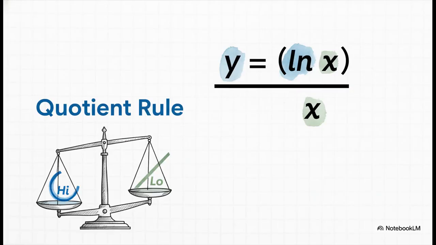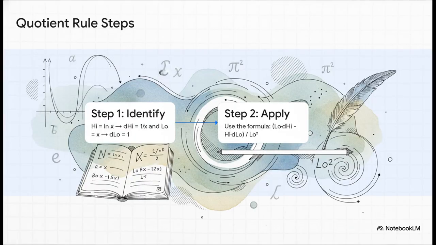All right, one down. Let's tackle our second superstar. This time we need to differentiate y equals the natural log of x divided by x. And that division is a dead giveaway that this is a clear case for the quotient rule. So let's use that classic mnemonic, low d high minus high d low all over low squared. First, we identify our parts. Our high function, the numerator, is the natural log of x, so its derivative, d high, is 1 over x. Our low function, the denominator, is just x, so its derivative, d low, is 1.